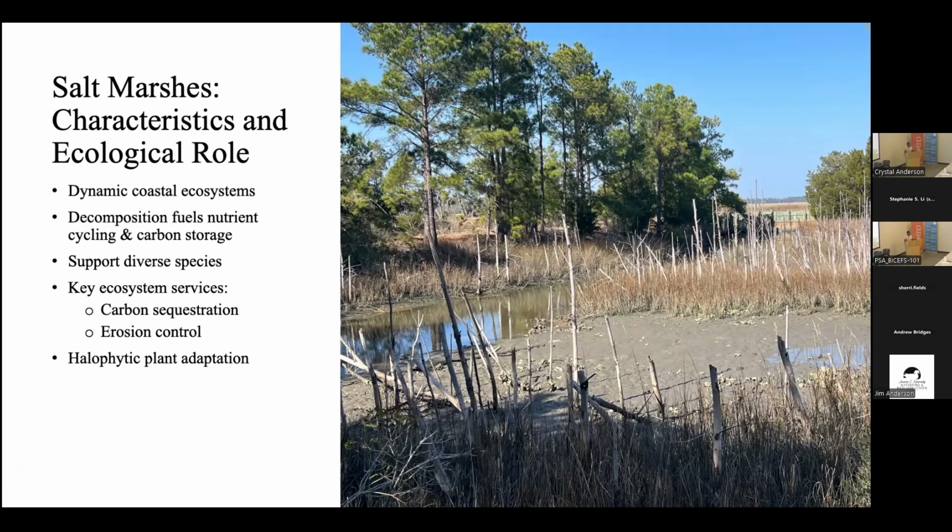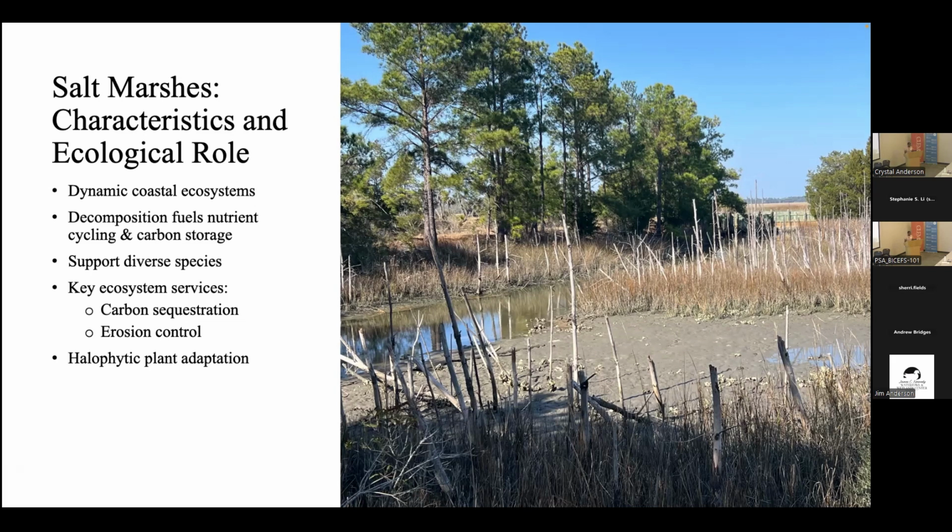Now the characteristics and role of salt marshes. Salt marshes are dynamic coastal ecosystems that lie at the interface of wetland and the sea, constantly shaped by tide, salinity, and sediment movement. These environments are incredibly productive and support a wide range of species, from invertebrates and fish to migratory birds, creating essential habitat and supporting the food web.